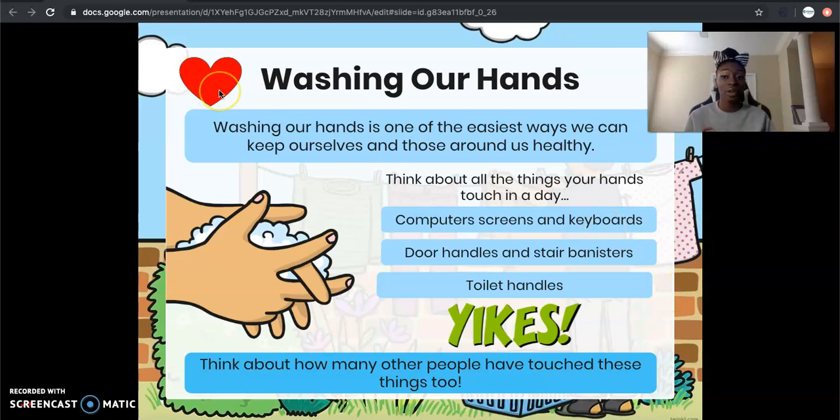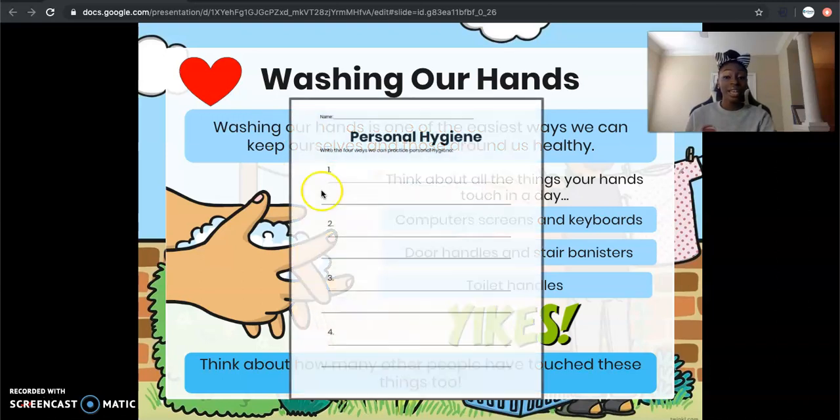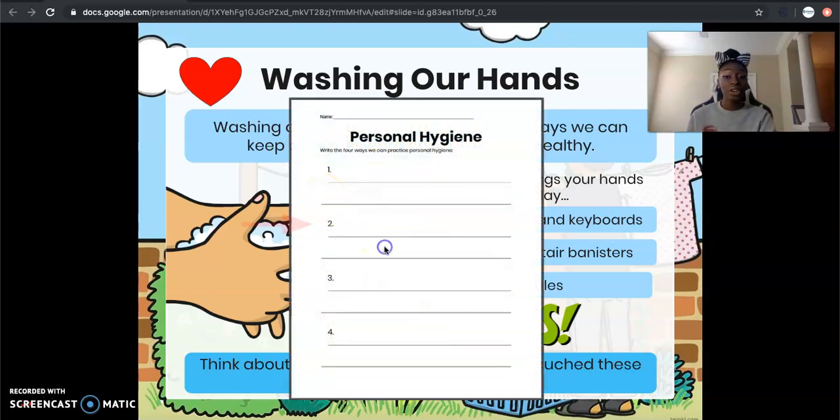So right here we have a red heart, so we know that's something that's super important. You're going to take out your paper and you're going to write washing our hands for spot number 2. Write the 4 ways you can practice personal hygiene. For number 2, you're going to write washing our hands. Go ahead and pause the video right here. Bringing it back in 5, 4, 3, 2, and 1.